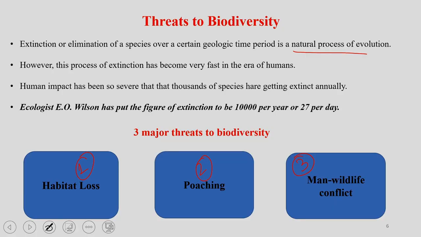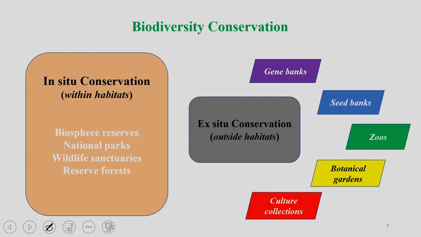Now, the famous ecologist Dr. Wilson has put a figure that extinction will be almost around 10,000 per year, or 27 per day. That's a quite alarming figure that we are actually facing. How to control or regulate or reduce this extinction or the destruction of ecosystem or biodiversity? Conservation.